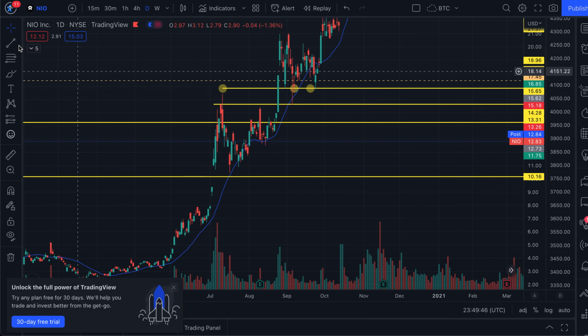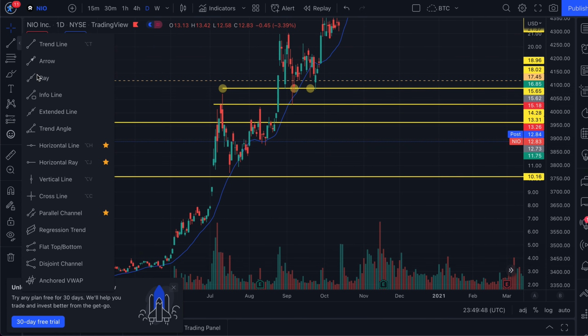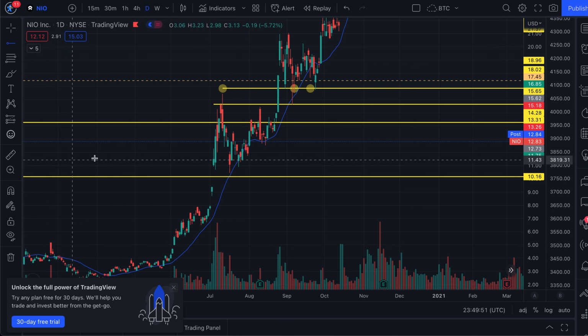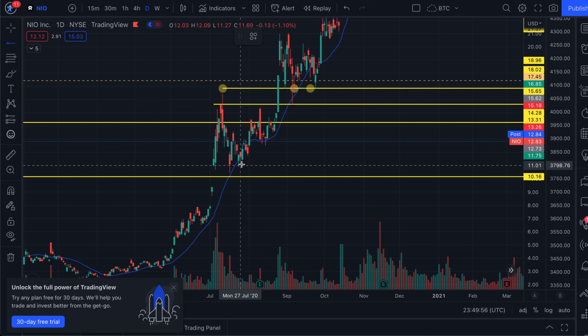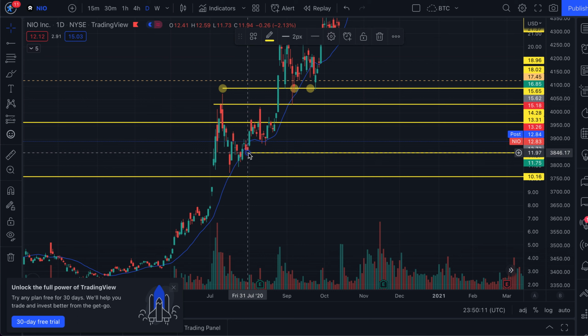So I'm going to go ahead and grab my horizontal ray tool, and I'm going to draw a couple of the ones that look to me like swings. This looks like a swing. It's got two consecutive lower candles on both sides. And it does look like it has 1, 2, maybe 3 touches before it. I'm going to go ahead and draw that. Leave it as a 2 pixel.